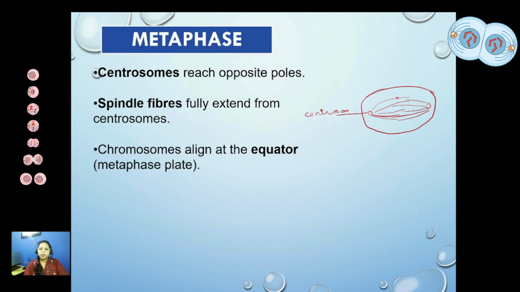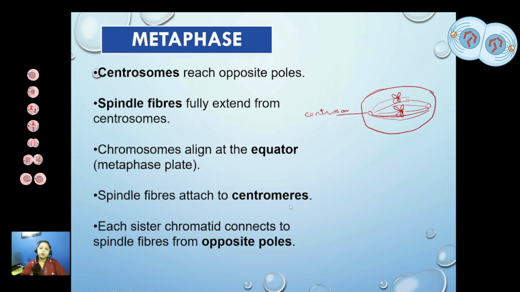So in metaphase they are going to align themselves in the very middle at the kinetochore. The kinetochore is going to be this joining point. So the spindle fiber attaches to centromeres, and each sister chromatid connects to a spindle fiber from opposite poles.